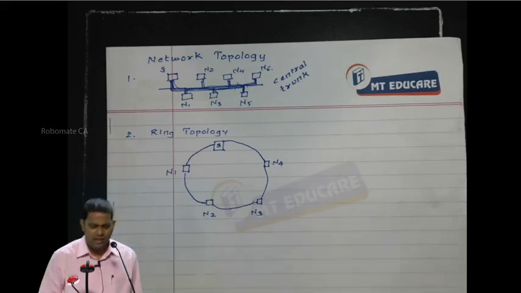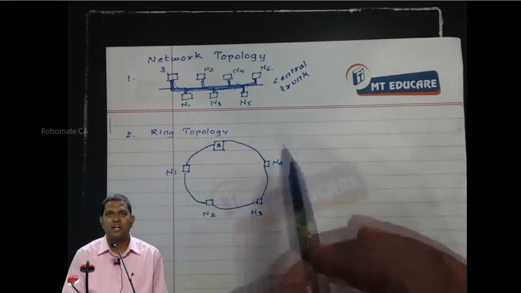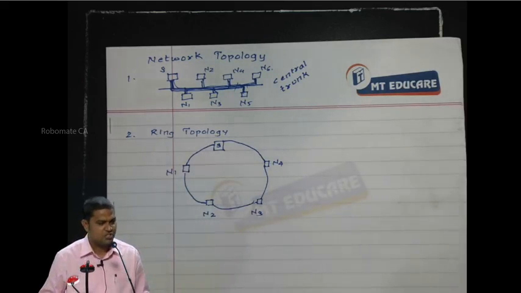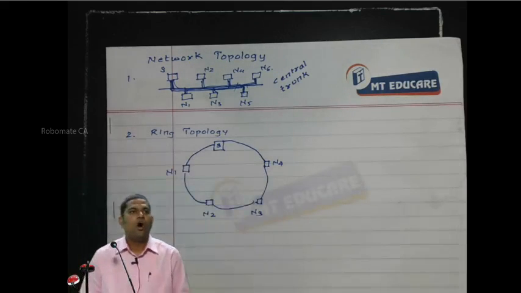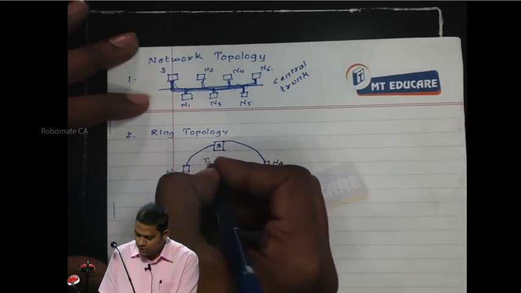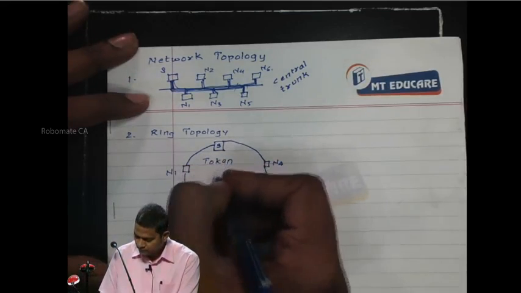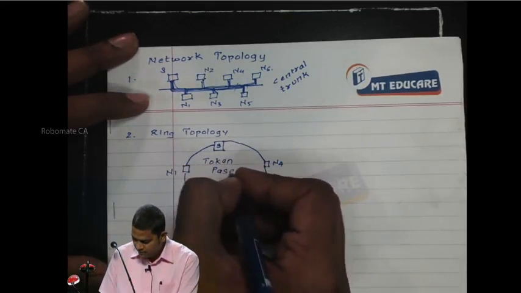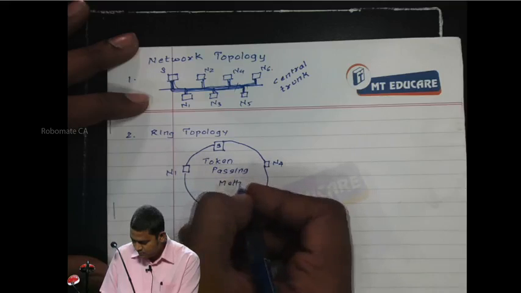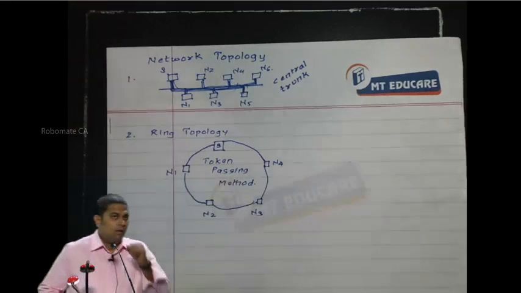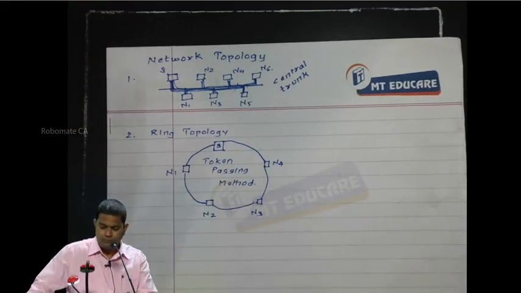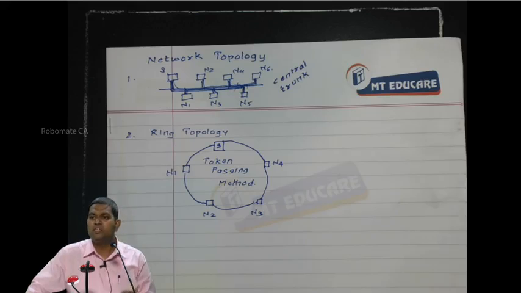Now I am talking about a unidirectional ring topology. A ring topology could be bidirectional also. So this method of transferring the data is called the token passing method. It is called the token passing method. So this is how this topology is working.